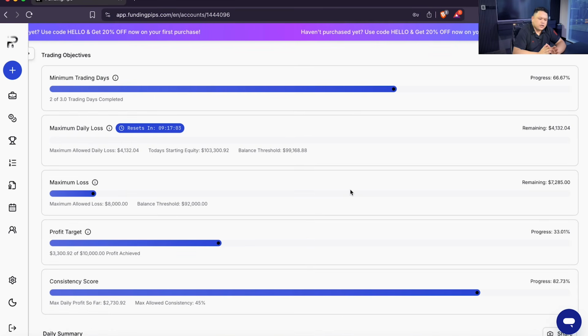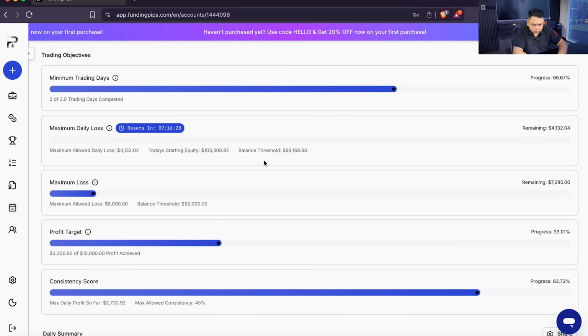Because I'm still in the student phase, there are certain objectives that I need to complete in order to move on to a funded or master account, as we call it. So one of the objectives is that I need to complete 3 trading days. As you can see, this number shows me that I've only completed 2 trading days. So I need to complete 3 to move on and complete this particular objective. It also gives you a percentage right here on the left side, right?